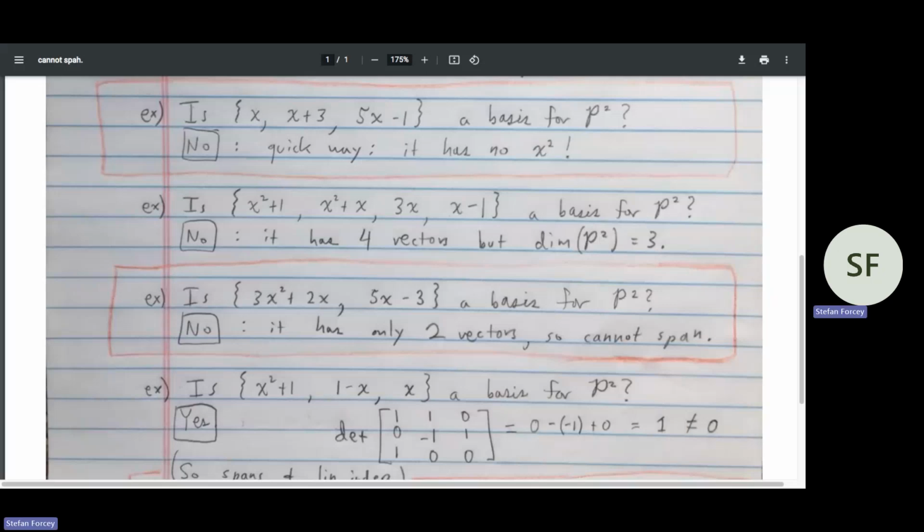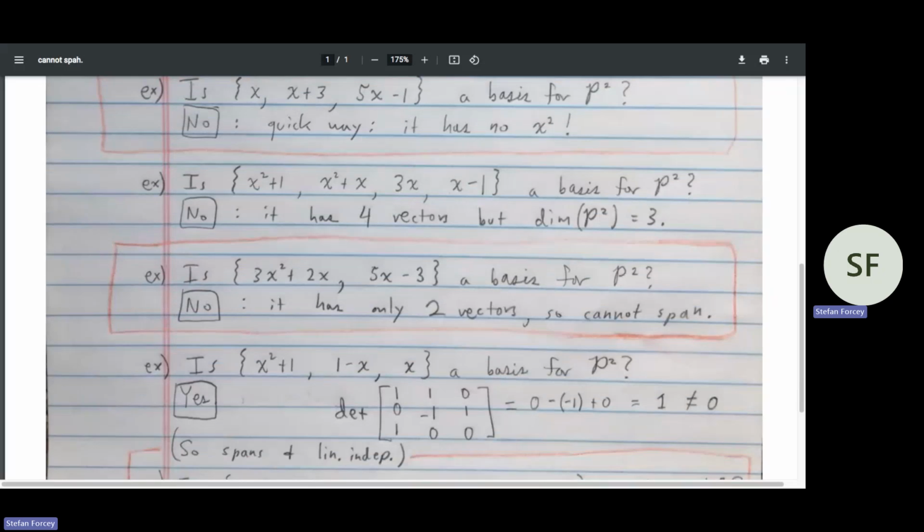Then we have, let's see, x squared plus 1, 1 minus x, and x. Is that a basis for P2? Finally, here's one where the answer is yes. Looking at it, we know it has the right number of vectors, 3. It has all powers of x represented, but we still don't know if it's linearly independent and therefore spans, or spans and therefore is linearly independent. So the quickest thing is to check that linear independence is holding.